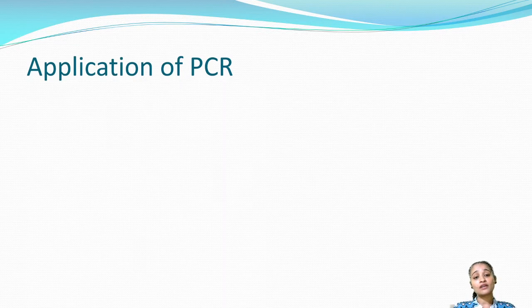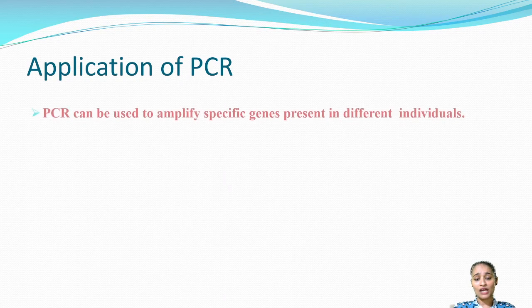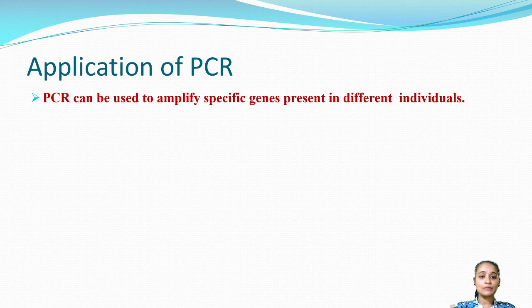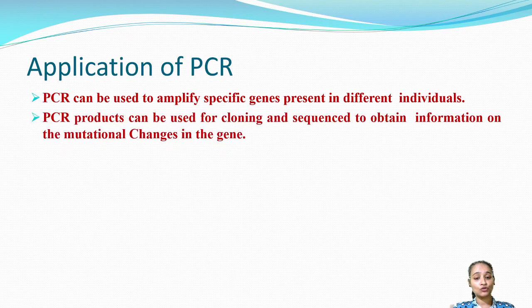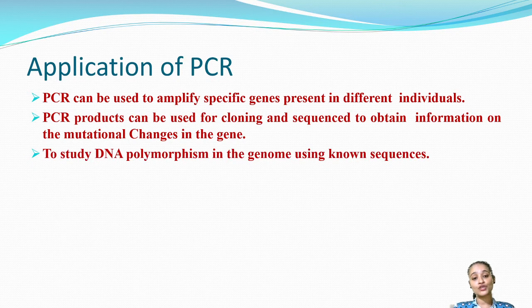Now let us see what the applications of PCR are. Why are we using PCR? PCR can be used to amplify specific genes which are present in different individuals. PCR products can be used for cloning and sequencing to obtain information on the mutational changes in the gene. Even for this purpose, we are using PCR. And if you want to study DNA polymorphism in the genome, using the known sequence, you can use this polymerase chain reaction. So it has wide application in various fields.